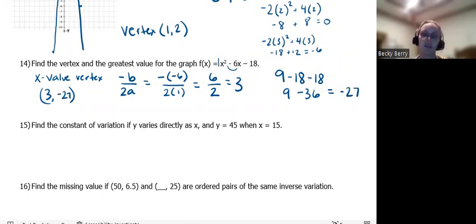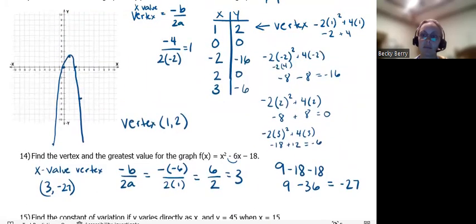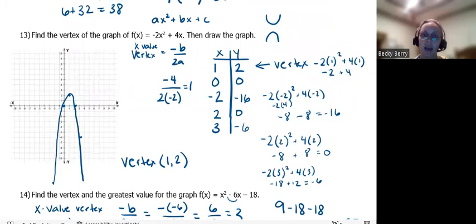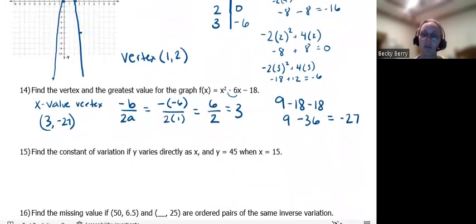What's the greatest value for this graph? Well, we have to know a little bit about the graph. The graph has a positive x squared. The one that we just graphed was a negative x squared. And when it was negative, it pointed down. So when it's a positive x squared, it's going to open up. If it opens up, where's our vertex? Our vertex is at the bottom.